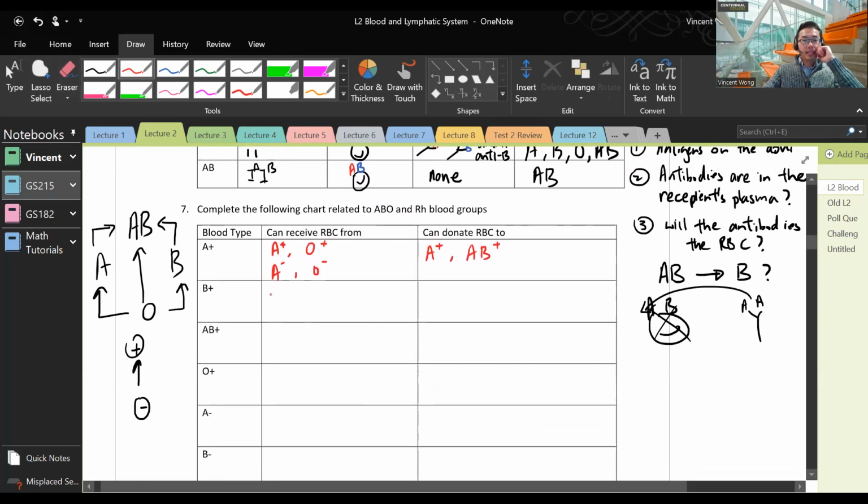Okay. Similarly for B, I'm just going to write them down. It's the exact same explanation.